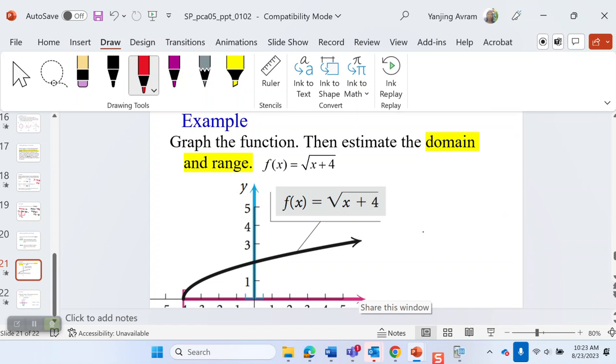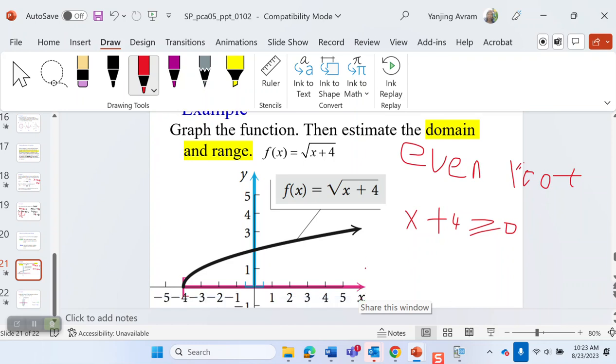Domain rule number 2: when you have a square root, what is the square root? Square root is called an even root. When you have an even root, everything under the root, called the radicand, has to be greater than or equal to 0. So x plus 4 has to be greater than or equal to 0.